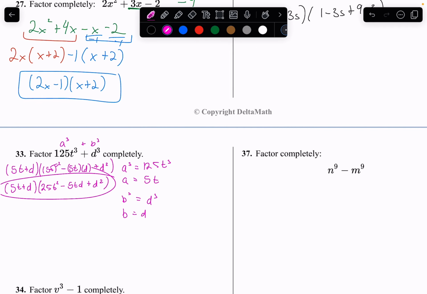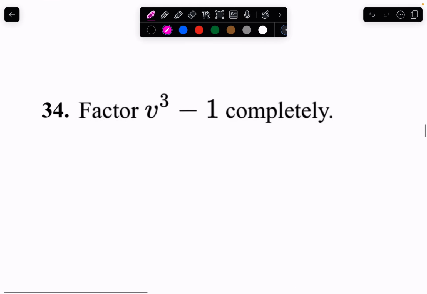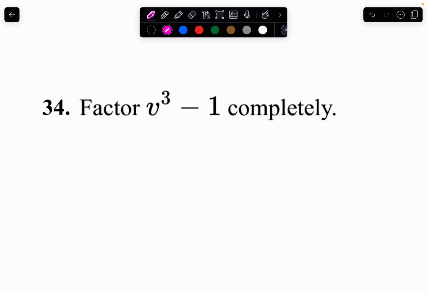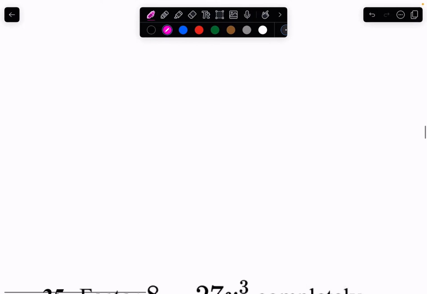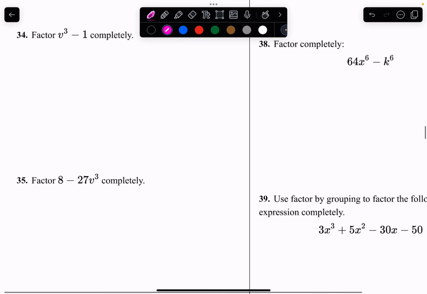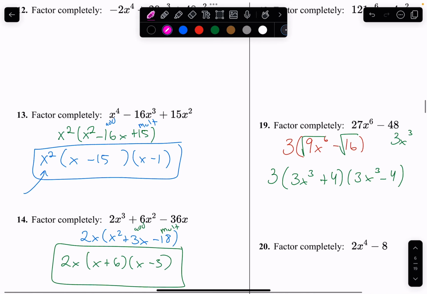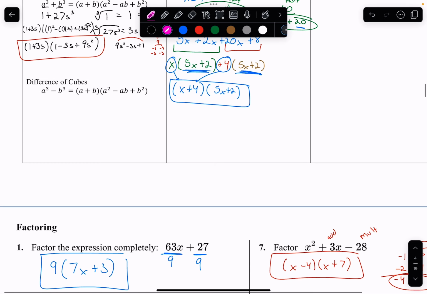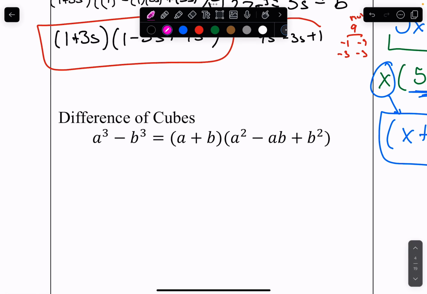Now, another factoring method that we could use here is going to be difference of cubes, okay? And it's very similar to what we were just doing. Well, actually, let's go ahead and we'll do 35. I like this one a little bit better. So that's 8 minus 27v cubed. So go ahead and copy down the factoring pattern for difference of cubes. The only difference here is that they switch the signs, okay? So nothing too crazy. Actually, hold on.